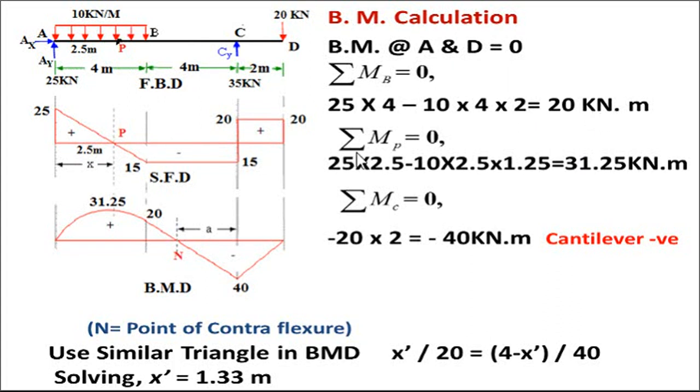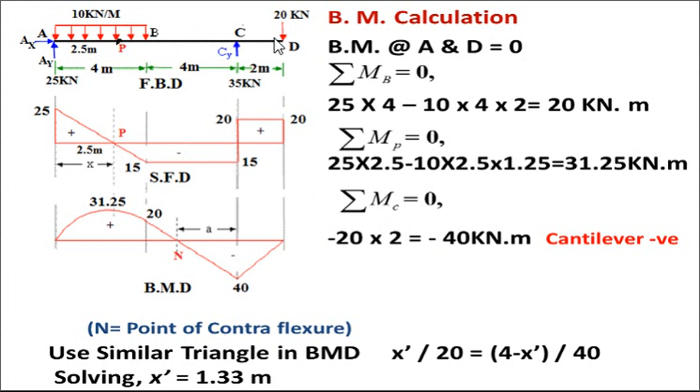Again, summation of M at P. At P, we have to determine the moment: 25 into 2.5 is the perpendicular distance, and minus UDL 10 into 2.5 into 1.25, it is acting at the center. Means from A to P, you have to determine this UDL at the center, and the value is 31.25 kilonewton meter. After that, moment at C, you take the condition summation of M at C is equal to 0.